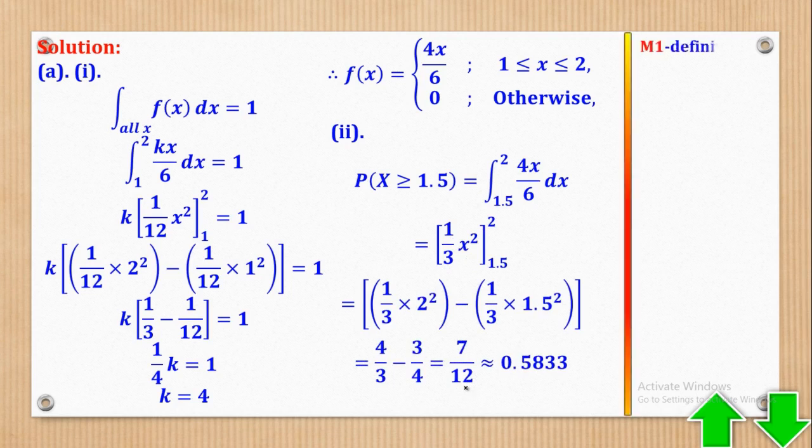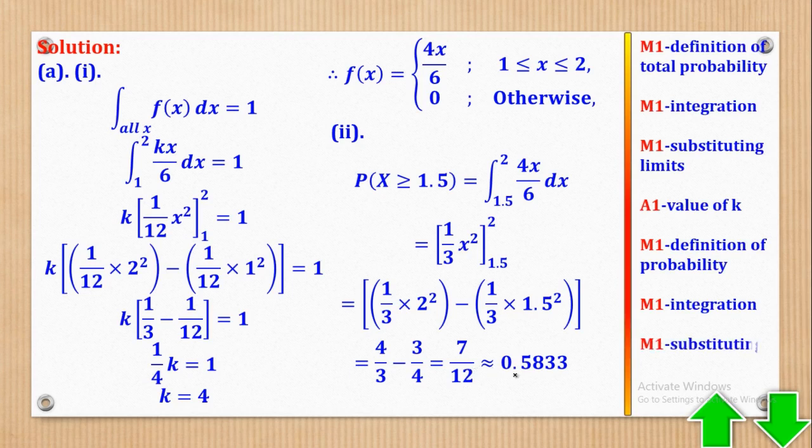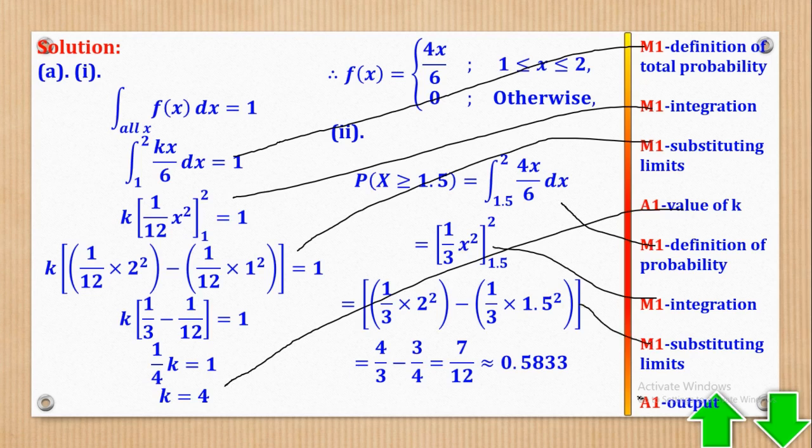So basically that's what they wanted in Roman 1 and Roman 2. Now let's see how marks can be awarded. So M1 is for the definition of probability, total probability, and M1 for integration, M1 for substitution, A1 for the value of k. Then here, definition of probability, then integration, substitution, and output.